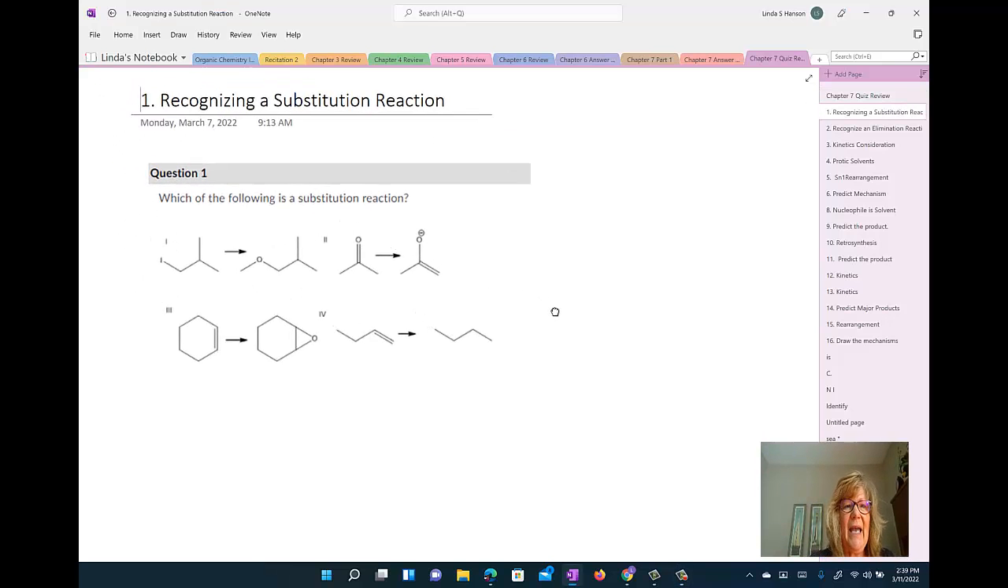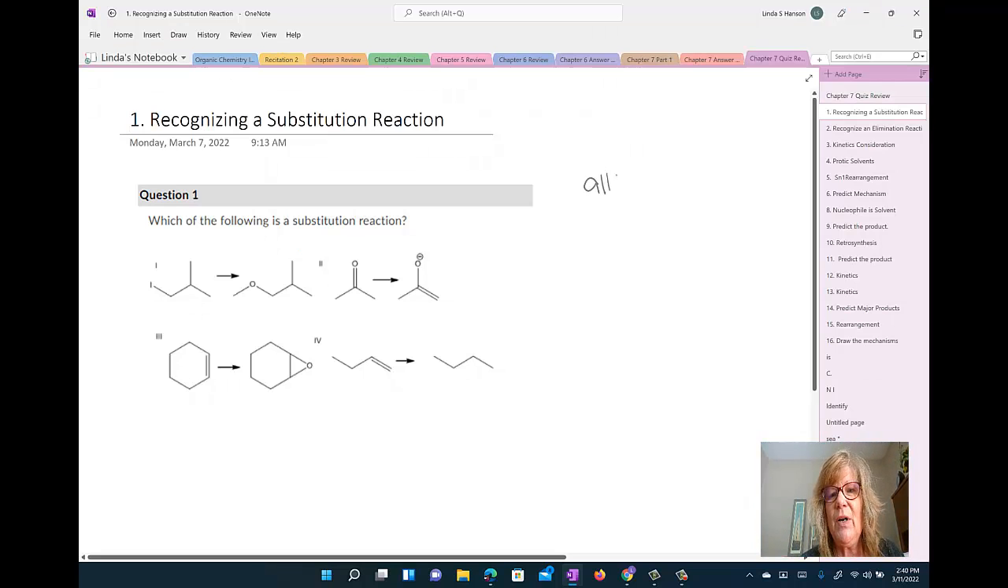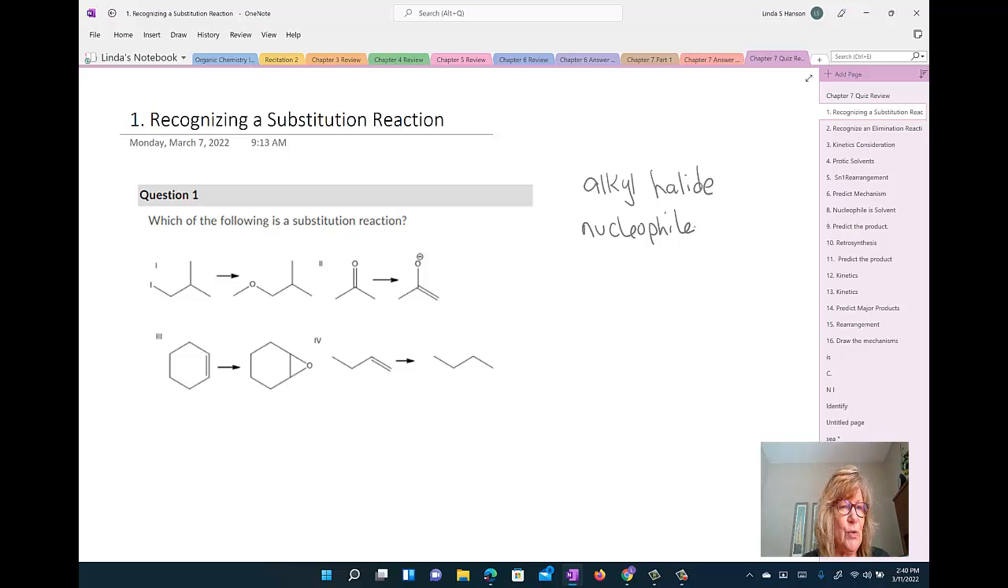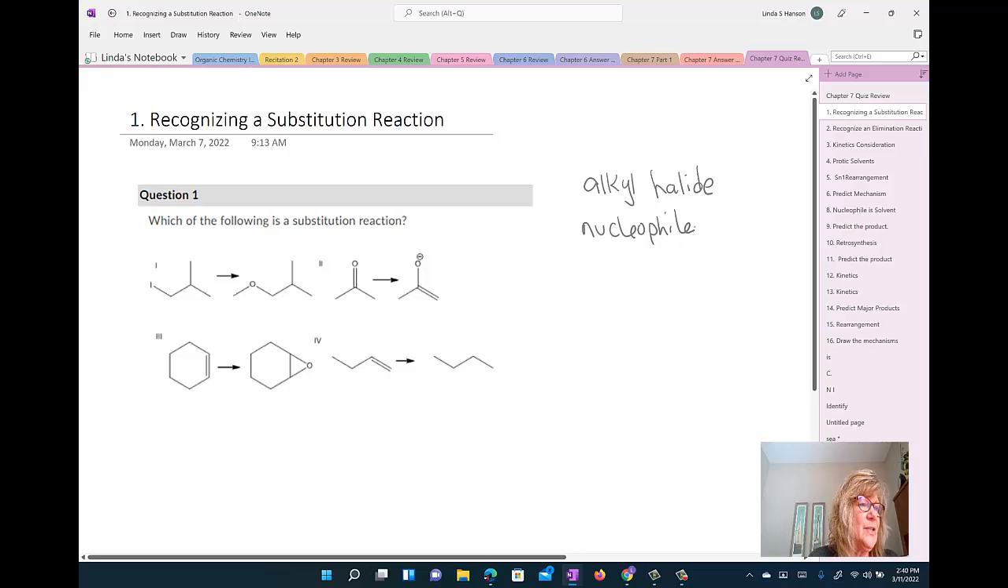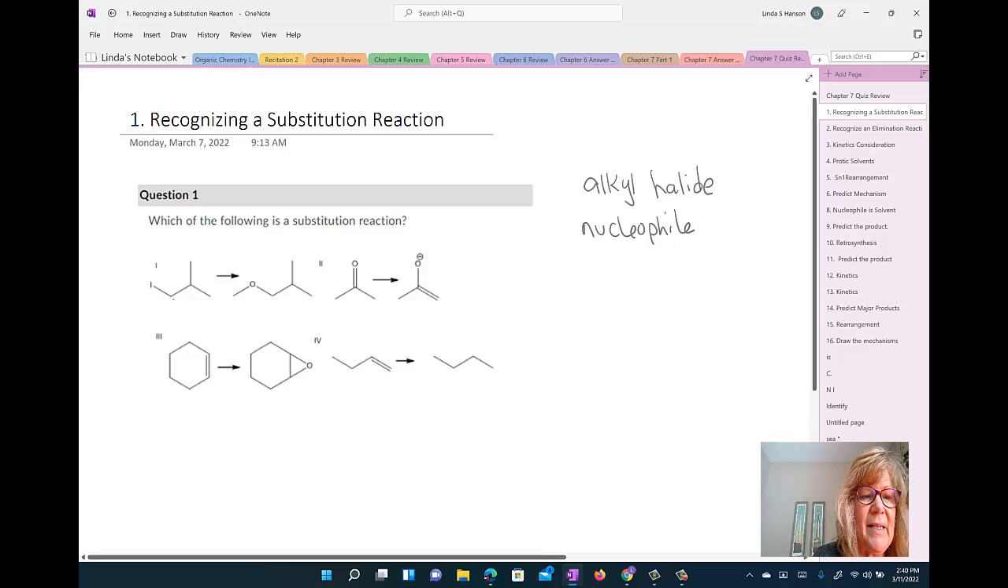In this quiz question, we're being asked to recognize a substitution reaction. Knowing that Chapter 7 was all about substitution, SN1 and SN2 mechanisms, versus elimination, E1 and E2 mechanisms, one of the essential skills is being able to recognize a substitution. What we look for is an alkyl halide that serves as the substrate, and a substitution will also need a nucleophile. The nucleophile will exchange places, will substitute for the halogen in the alkyl halide. So look for an electron-rich nucleophile and look for an electron-poor region, usually that carbon that's attached to the halogen.